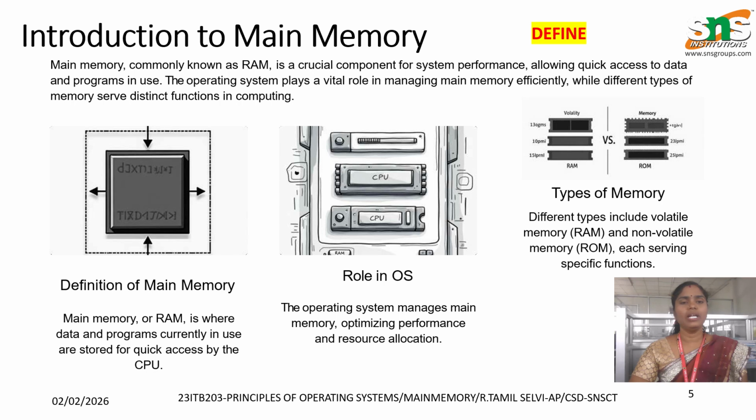Main memory, commonly known as RAM, is a crucial component for system performance, allowing quick access to data and programs in use. The operating system manages the main memory, optimizing the performance and resource allocation. We have two different types of memory, which include volatile and non-volatile. Volatile is nothing but the random access memory, and non-volatile memory is nothing but the read-only memory, each serving specific functions.